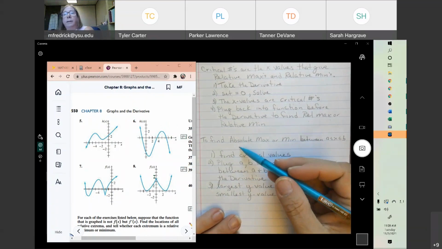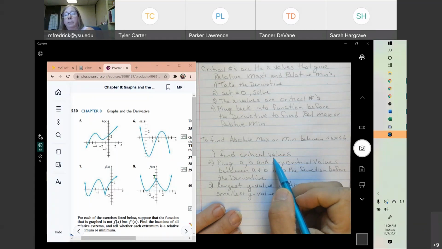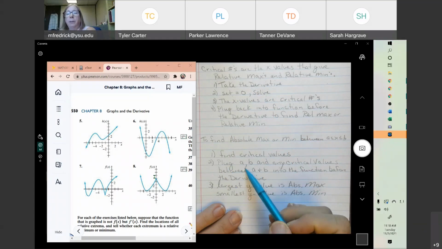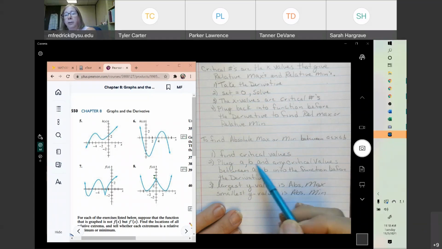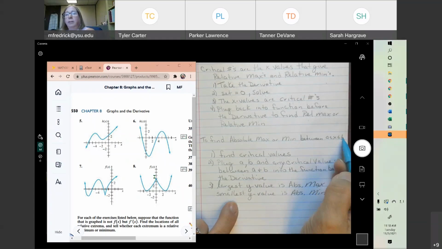So the first thing you do when you want to find the absolute max or min in an interval, you find the critical values. Take the derivative, set it equal to 0, and solve. Then you plug in A, B, your 2 endpoints, and any critical values between A and B. If one of your critical values is outside, you don't use it. If you have to go between 0 and 20, and you have 25, 25 is too high. You only want the critical values in this interval.